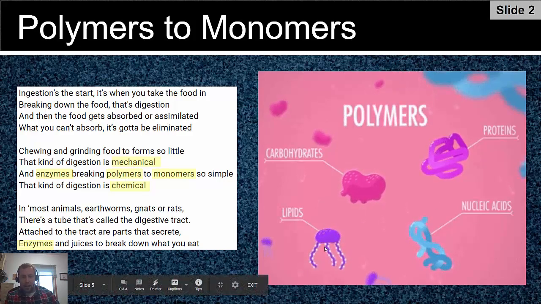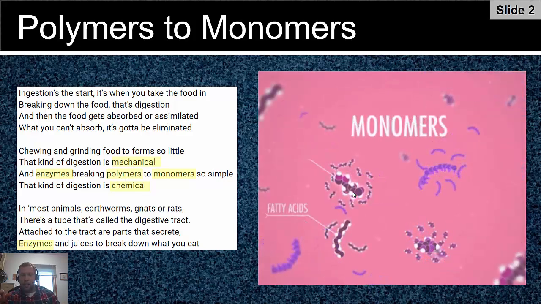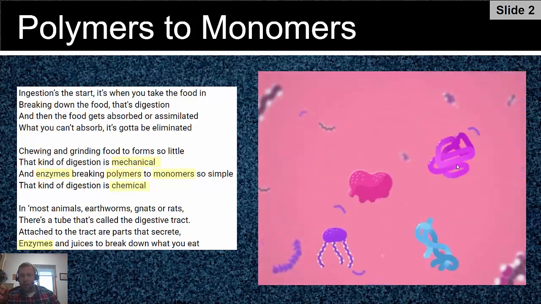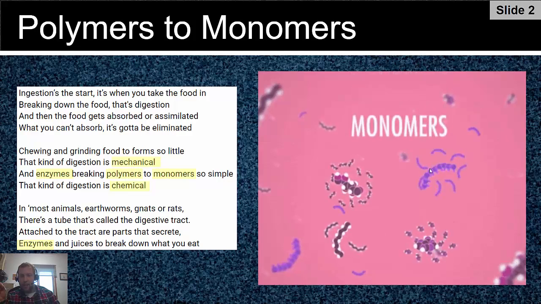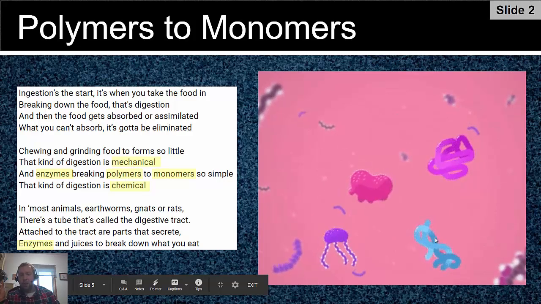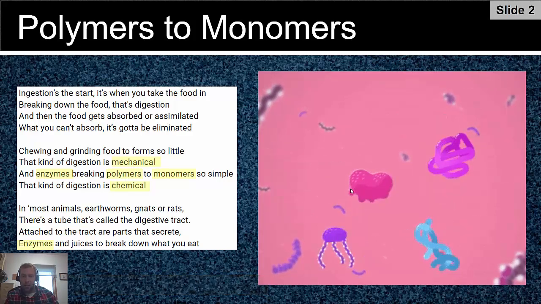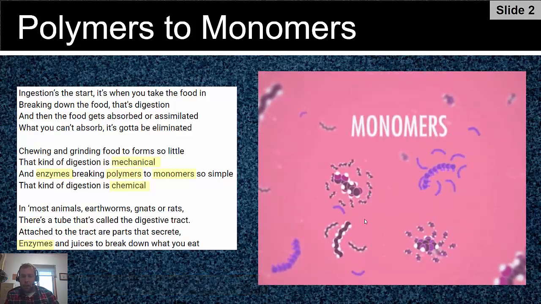Nucleic acids, lipids, carbohydrates, these are other types of polymers that are out there, these larger molecules. Monomers then, actually the same ones, so proteins break down into amino acids. I believe this was carbohydrate, or this is fatty acids. Nucleic acids turn into nucleotides. And then this was probably carbohydrates. They break down into sugars like glucose. So these would be monomers.